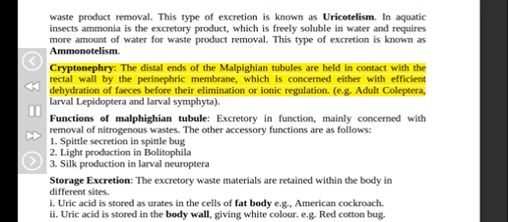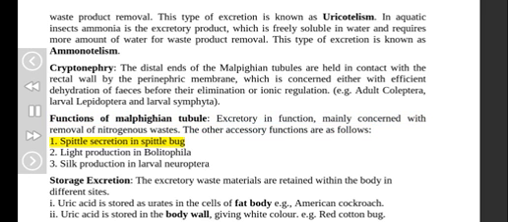Cryptonephry. The distal ends of the Malpighian tubules are held in contact with the rectal wall by the perinephric membrane, which is concerned either with efficient dehydration of feces before their elimination or ionic regulation, e.g., adult Coleoptera, larval Lepidoptera and larval Symphyta. Functions of Malpighian tubule. Excretory in function, mainly concerned with removal of nitrogenous wastes. The other accessory functions are as follows.